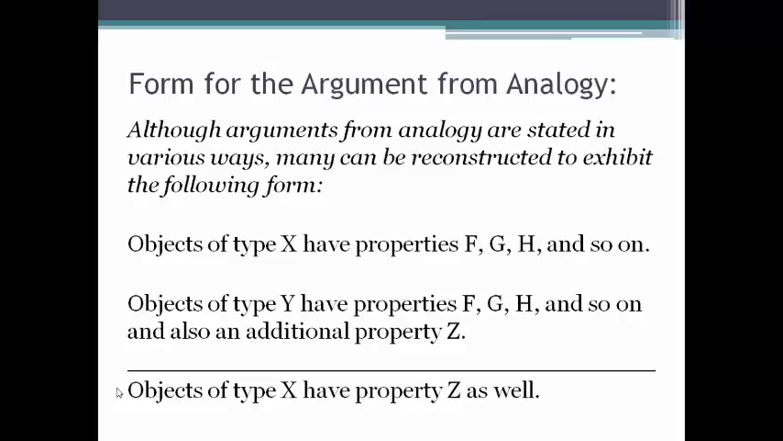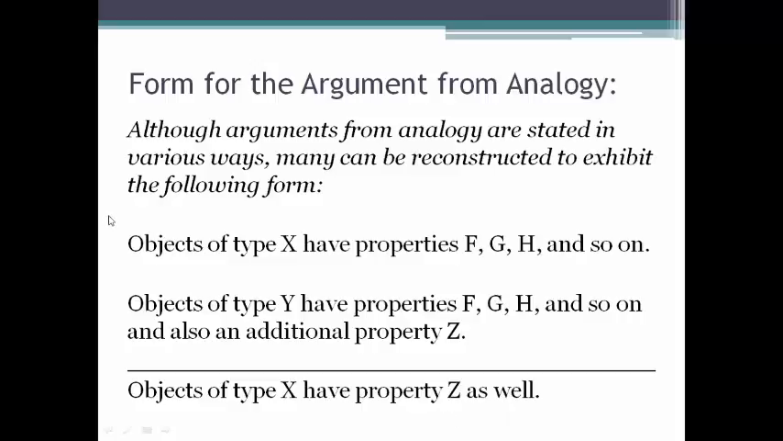The basic idea of what's going on here is, look, we've got X, and it's got all these properties. Y has a bunch of similar properties that we know about. We know they both share F, G, H, and so on. And we also know that Y has this additional property, Z. By analogy, we infer that X also probably has that same property, Z, as well.